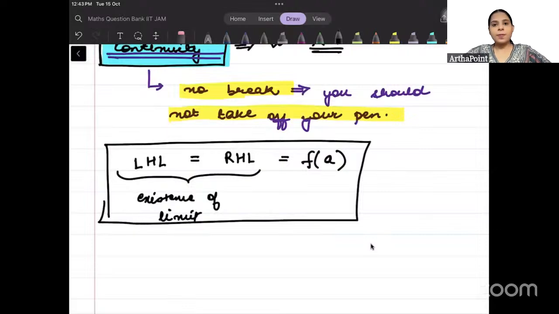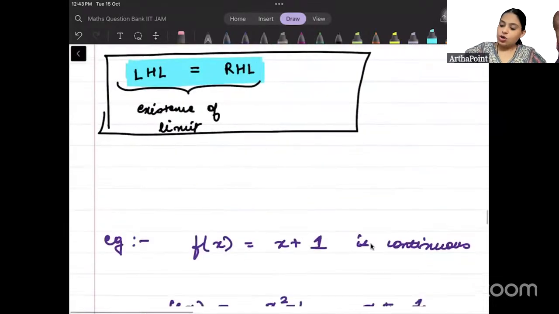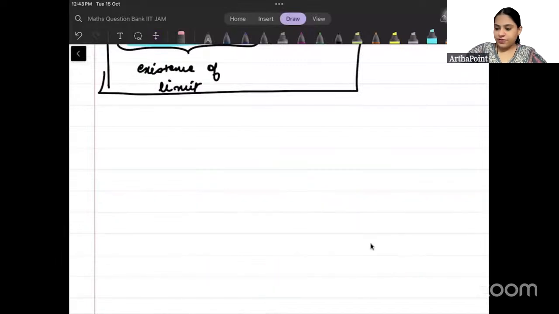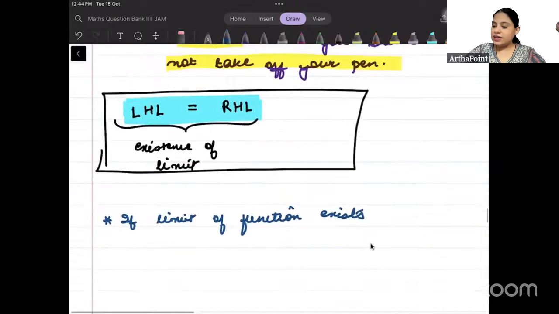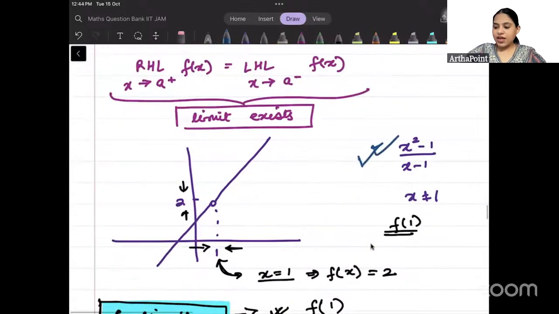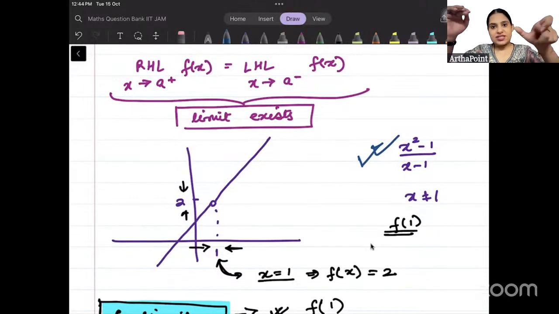If this part doesn't happen, and only this part happens, then it is not continuous. It is only that the limit is existing, right? So we can say that if the limit of the function exists, like here the limit is existing at x equal to 1. As you are approaching 1 from both sides, taking values less than 1, taking values more than 1, the value of the function is approaching 2.